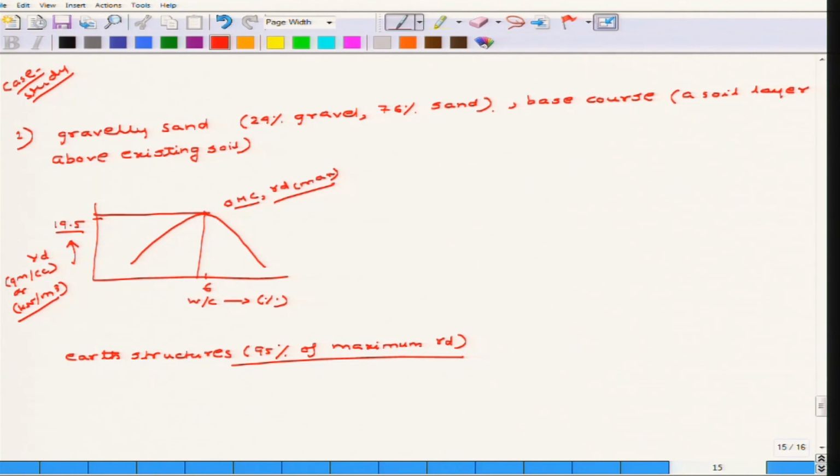Now in other cases you can also go for dry of optimum. Now this level of compaction, this 95% of compaction, as you can see from the compaction curve, can be achieved at 2 points, one after the OMC, while one before the OMC. Now if you consider the point which is before the OMC, this is called the dry side of optimum.